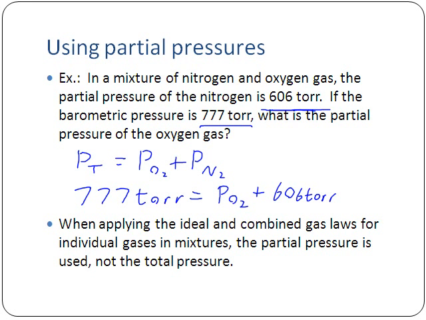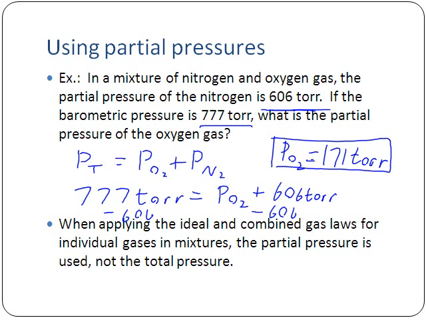And so if we want to find what the partial pressure of the oxygen is, we simply want to subtract off 606 off both sides. And so in doing that, we end up with a partial pressure of the oxygen should be equal to, what is that, 171, I believe? I'm doing it in my head, right? 171 torr. And so in this case right here, that's going to be our final answer.